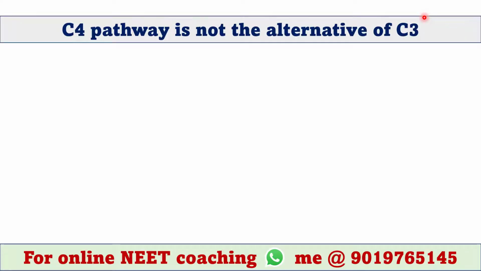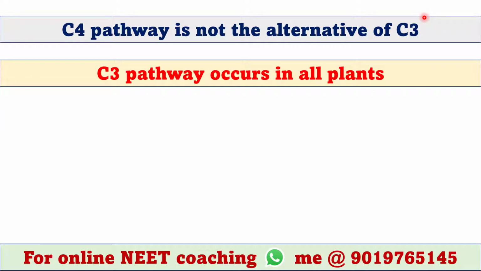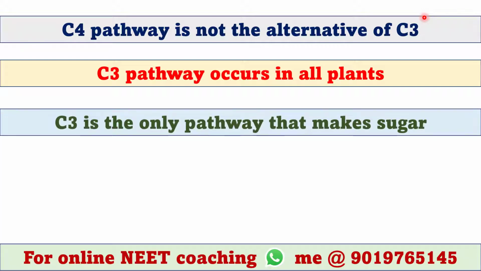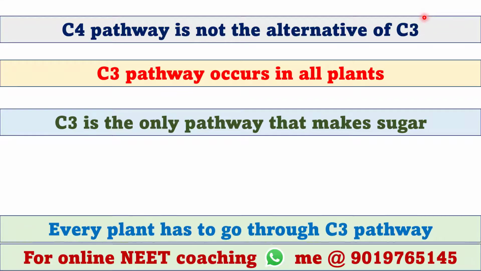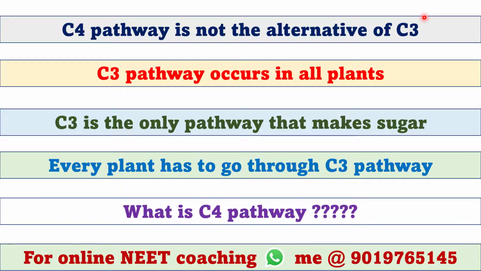So first of all, one thing is very important to note that C4 pathway is not the alternative of C3. C3 pathway occurs in all plants since C3 pathway is the only process that makes sugar during photosynthesis. So every plant has to go through C3 cycle in order to produce glucose. Then what is C4 pathway?